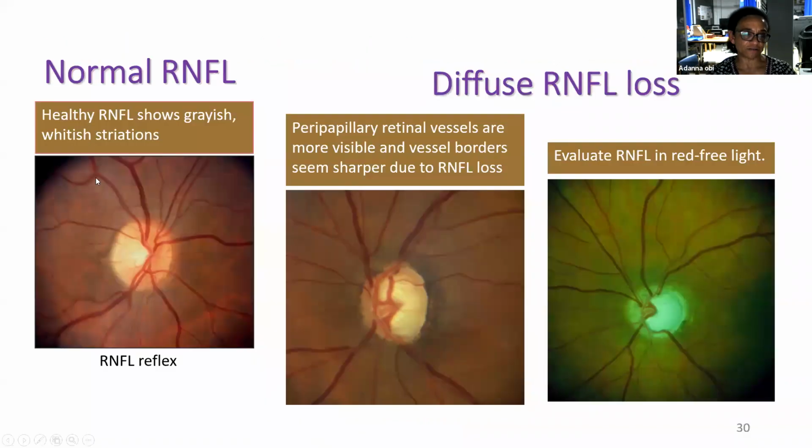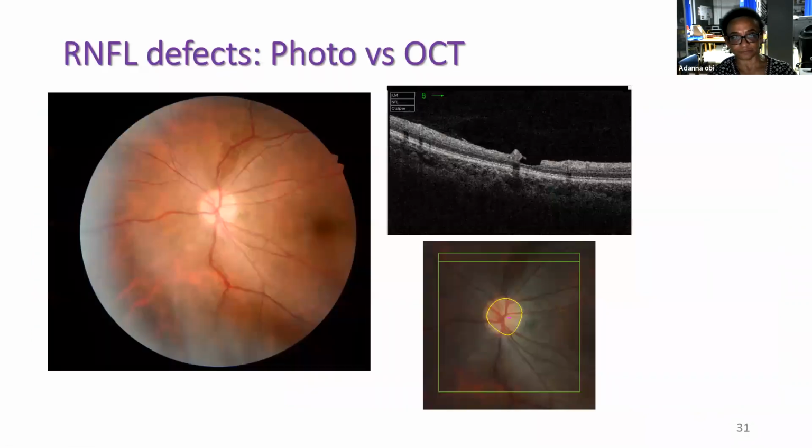Now, this is a healthy nerve, particularly in a young person. You get these grayish-white striations from the RNFL, so that's normal. When you have global diffuse RNFL loss, the blood vessels become more pronounced. They're more visible because you haven't got that RNFL causing the edges to look a bit more blurred. And if you want to look for RNFL, a red free light or a green light is much more helpful.